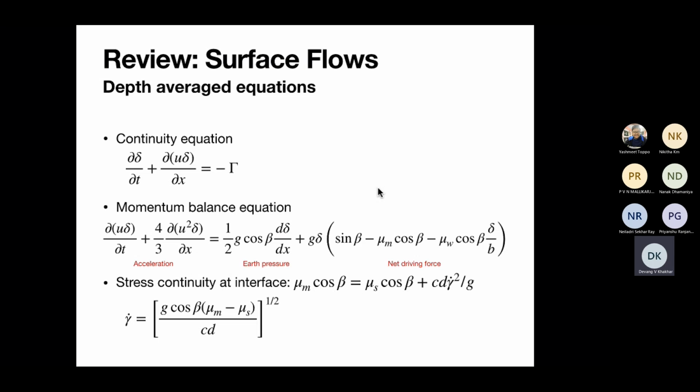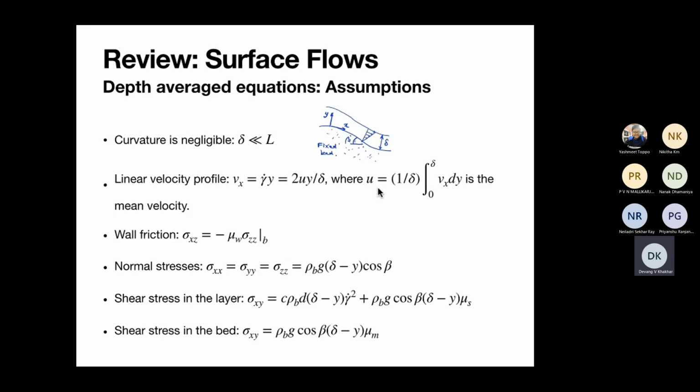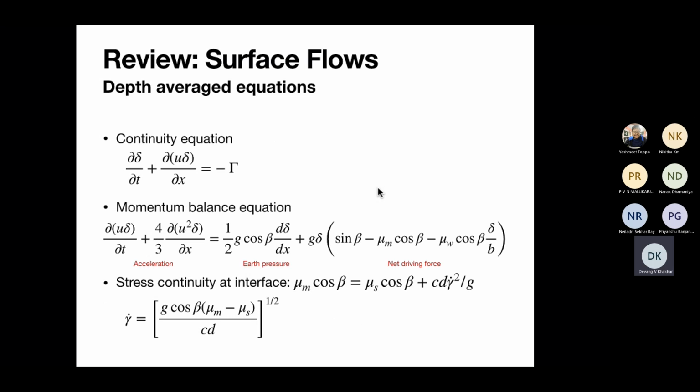And then of course, if we have continuity at the interface, that is if you put these two stresses equal, and then we simplify, you'll see many things cancel out. And then you're just left with this equation, that mu m cos beta is equal to mu s cos beta times this.